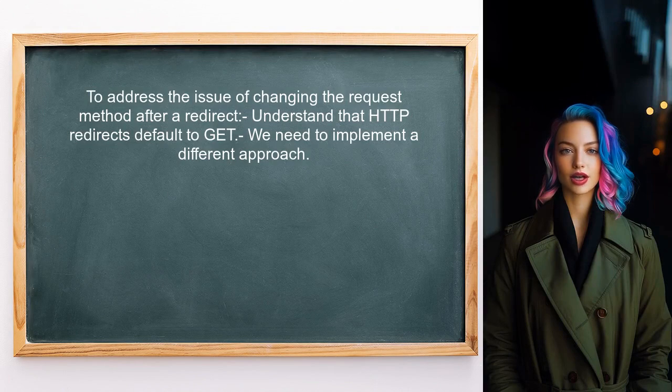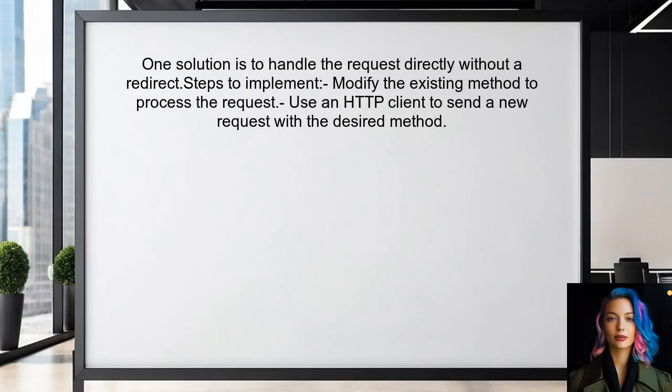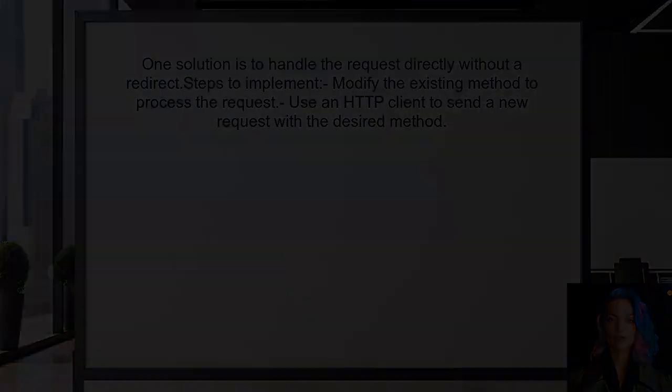To address the issue of changing the request method after a redirect, the user should first understand that HTTP redirects typically do not change the request method. Instead, they default to get. Therefore, we need to implement a different approach. One solution is to handle requests directly without performing a redirect. The user can modify the existing method to process the request and then send a new request with the desired method. This can be done using an HTTP client.